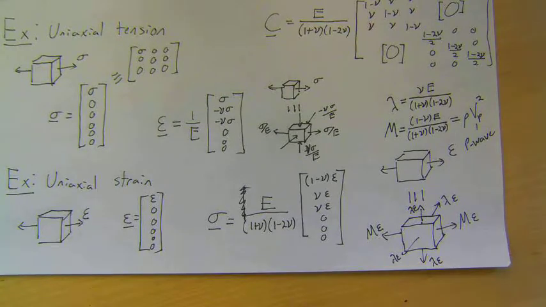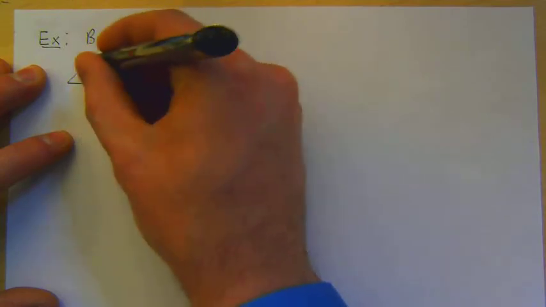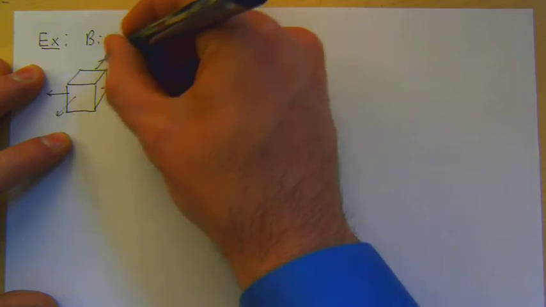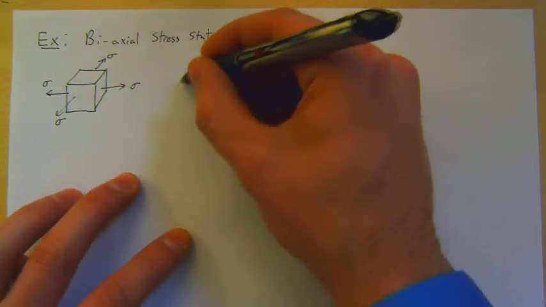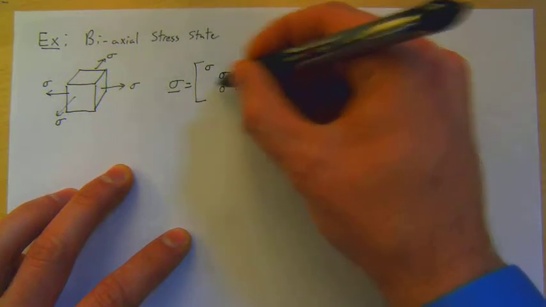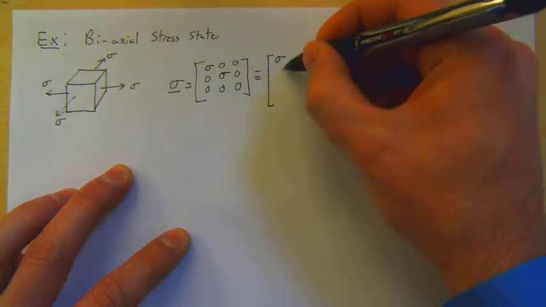So let's look at a biaxial stress state. If I have my body, I'm applying some sigma out in these directions. Now my stress tensor is sigma, 0, everywhere else, which is equivalent to sigma, zeros all the way down.